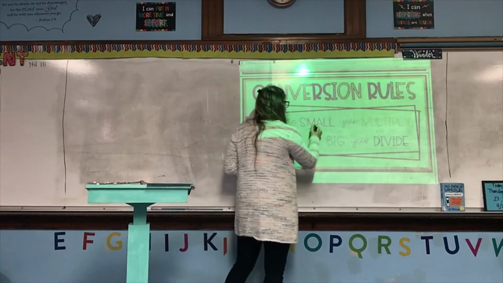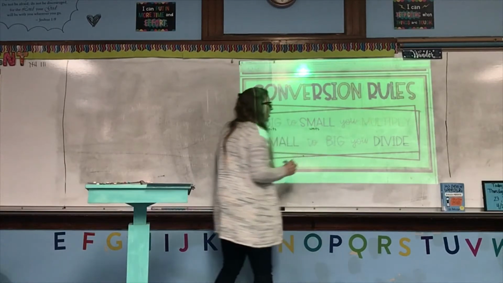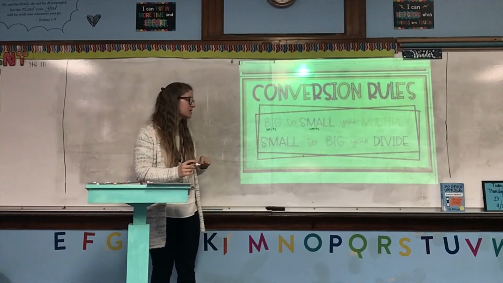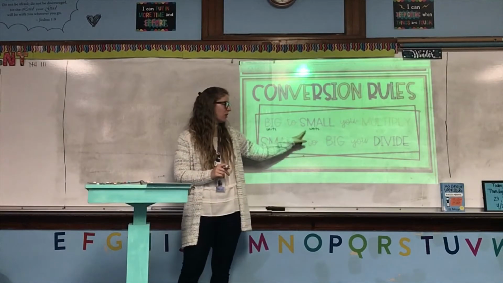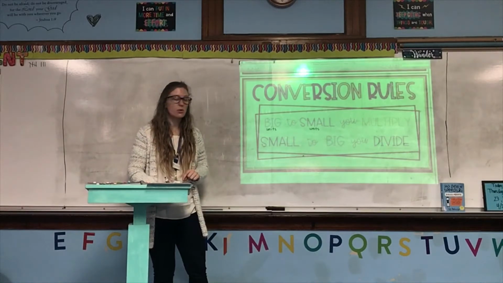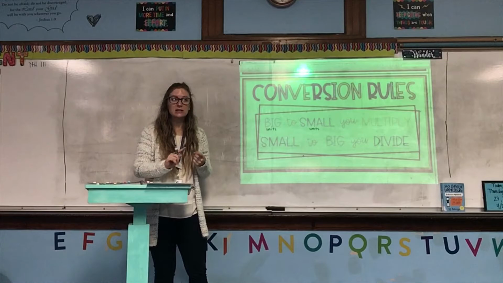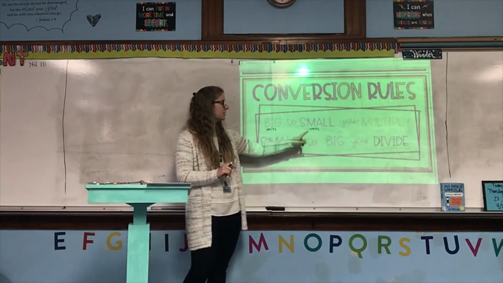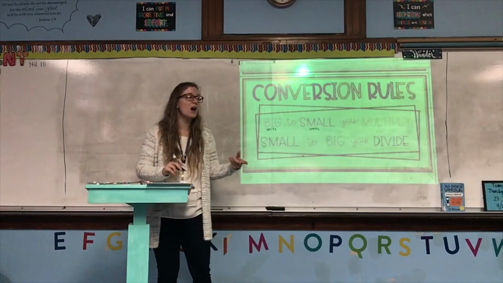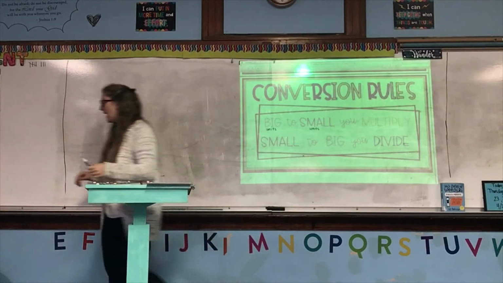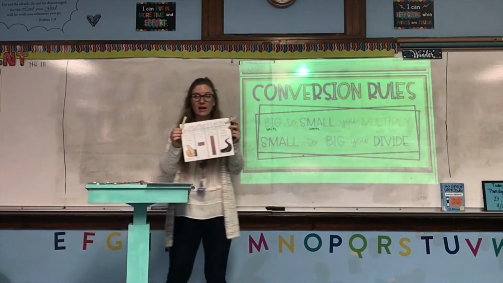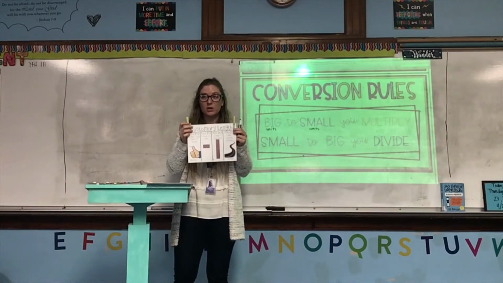to small units, you multiply. So if you have a larger unit and you are trying to change it or convert it to a smaller unit, you will multiply. So if you have a larger unit, like feet, and you're trying to convert it to inches, which are smaller, you're going to multiply. That's where this chart from yesterday will help you because it tells you which ones are larger.